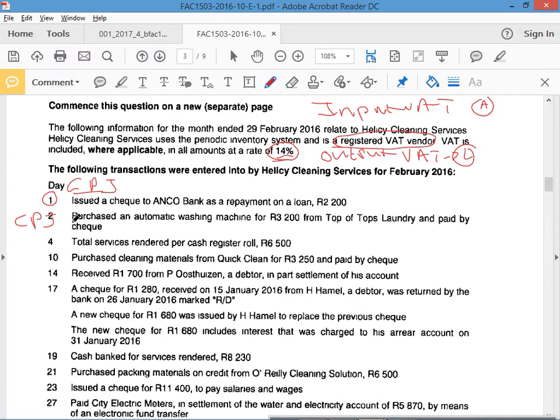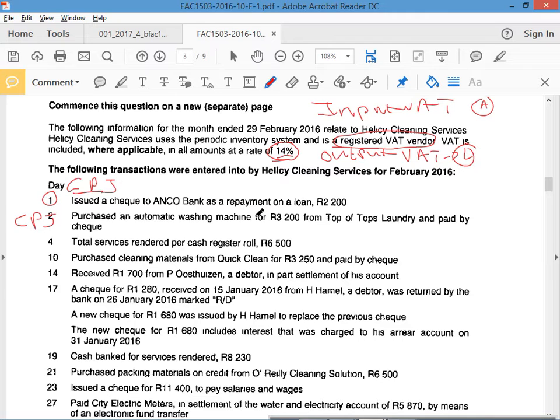Let's have a look at number 1. Issued a check to Anco Bank as a repayment on a loan. If I'm paying off a loan, bank will decrease. Bank is an asset. If bank is an asset that's decreasing, this must be recorded in the cash payments journal, because we said in the notes that if bank is decreasing, it's seen as a payment. It doesn't matter why it's decreasing.